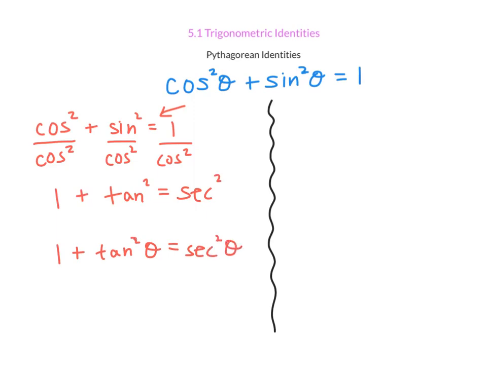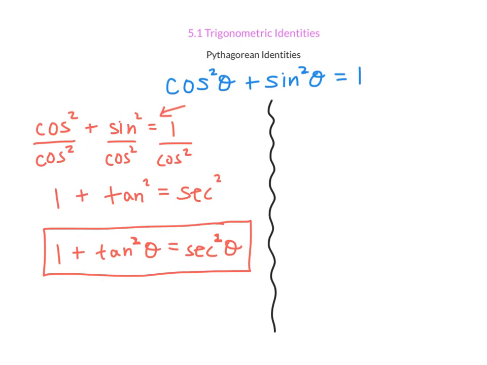Again, theta can just be x, it can be alpha, it just represents the angle. That's our second main Pythagorean identity. That is the one you see in your book on page 313 under Pythagorean Identities. They have it written as tan squared plus 1. Doesn't matter the order because we're adding.